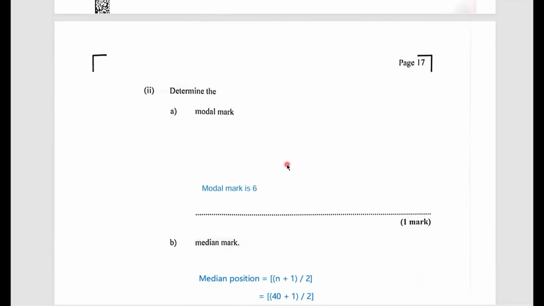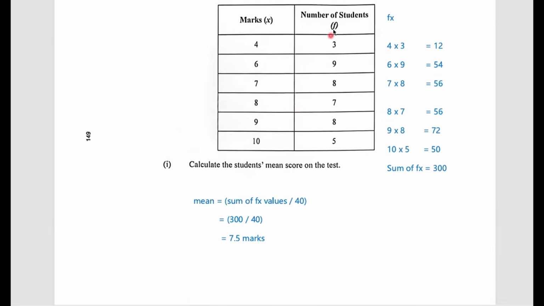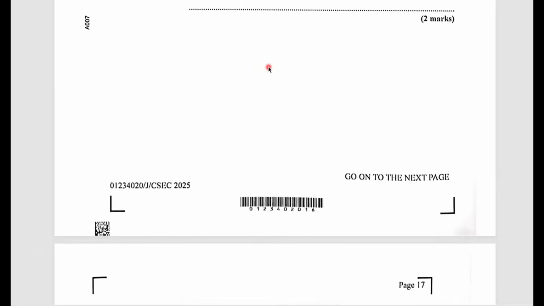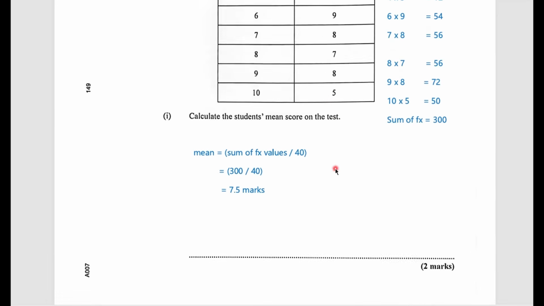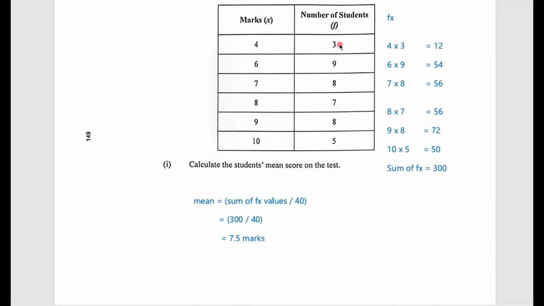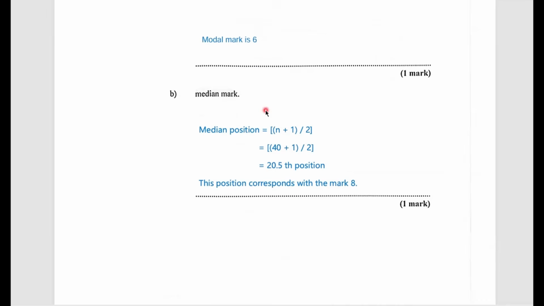Part 2, they want the modal mark, the one that occurs the most. Most students got what? 6. For the median mark, we use the median position, n plus 1 on 2. So 40 students, 40 plus 1 on 2, that's 41 on 2, the 20.5 position. So we add, coming down, 3 add 9 is 12, 12 add 8 is 20. The 20.5th person, or 21st person, will be in here, which corresponds to 8 marks. So 8 marks would be your median mark.